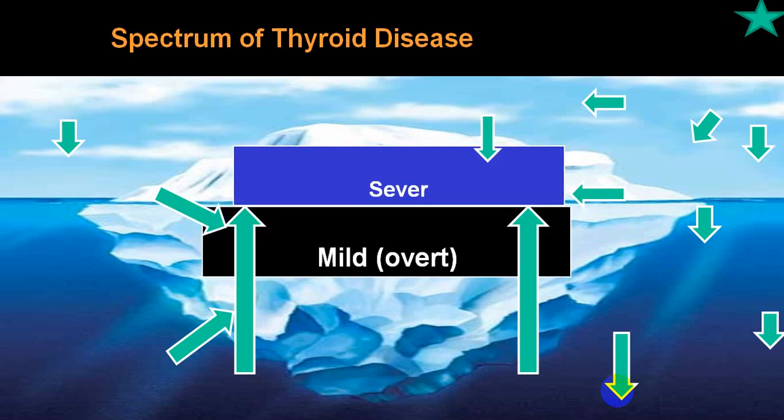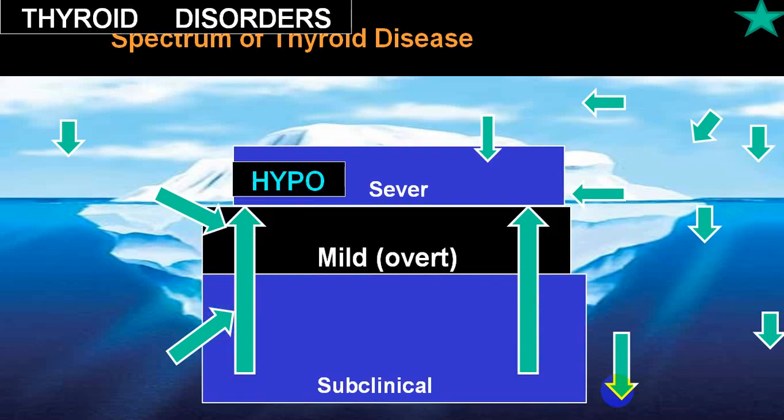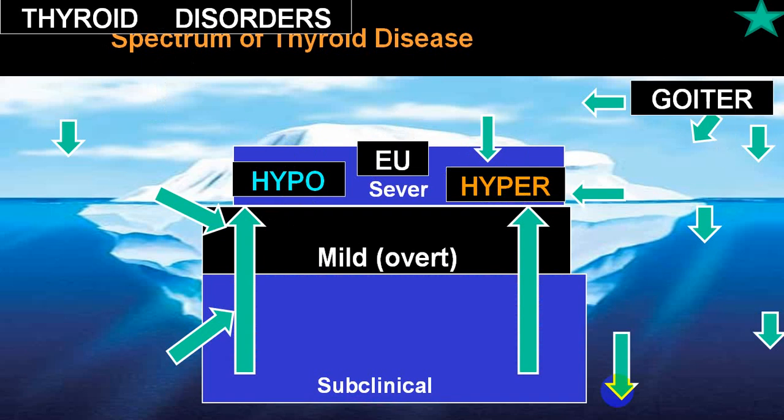There are a lot of disorders which we already showed you in previous slides. You can have a hypofunction of thyroid gland, or hyperfunction, or euthyroid, normal function. It can be mild, which we call overt variety, or subclinical, where you may be asymptomatic, or you can have a severe variety. That severe variety can be hyper or hypo. Mild variety can be hypo or hyper. Subclinical can be hypo or hyper.